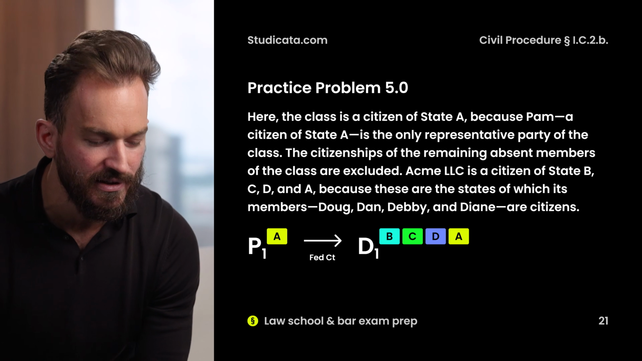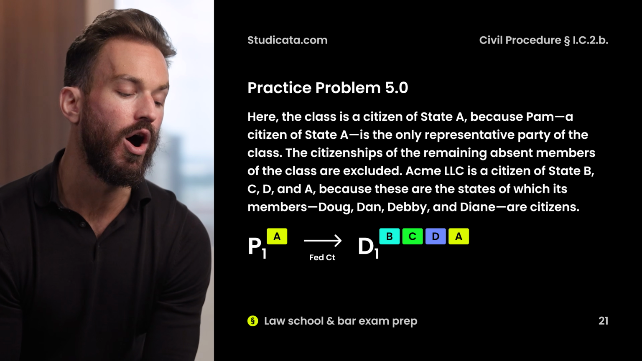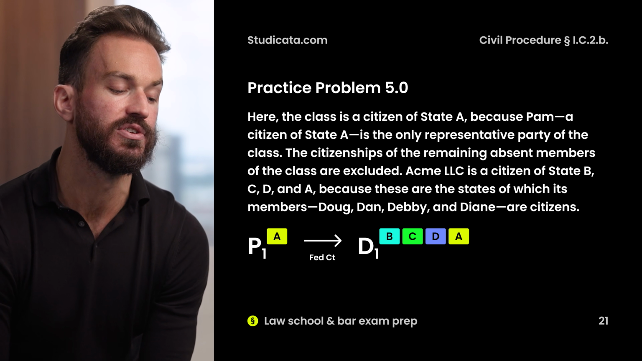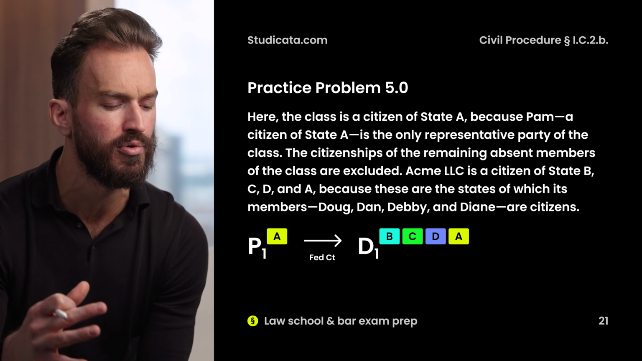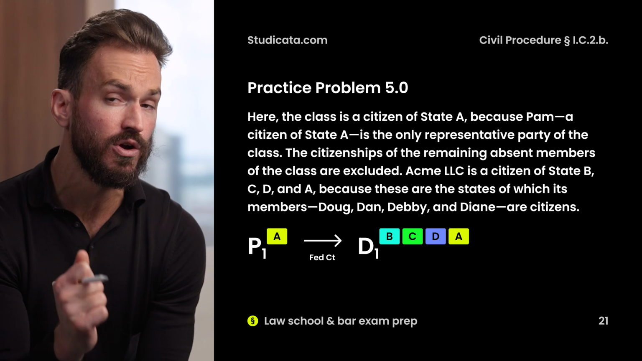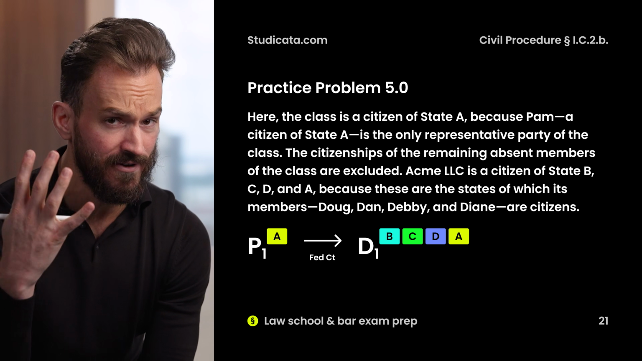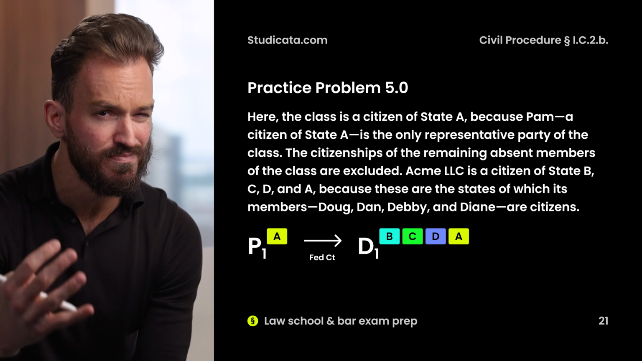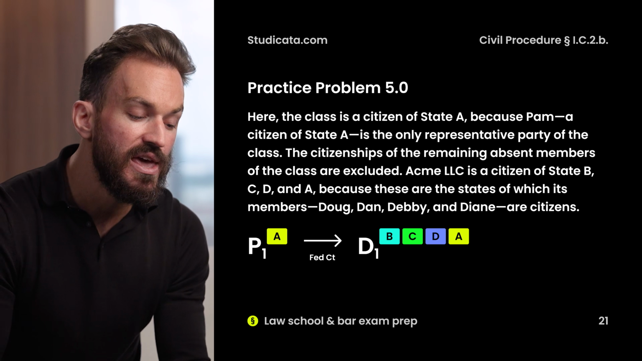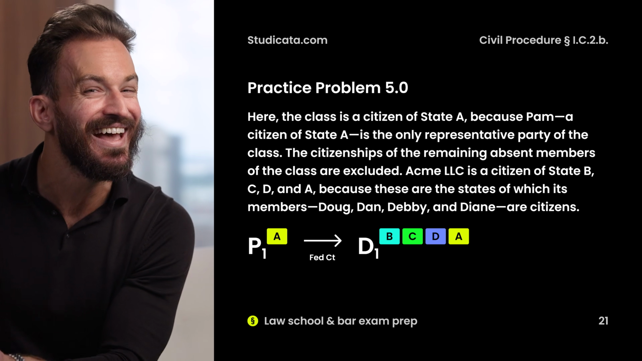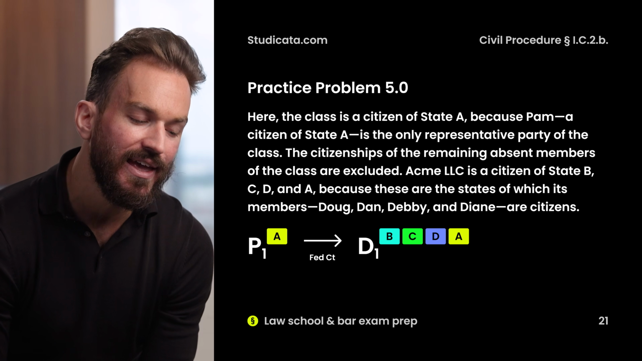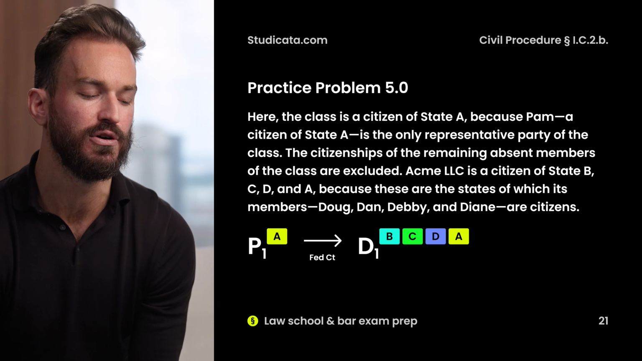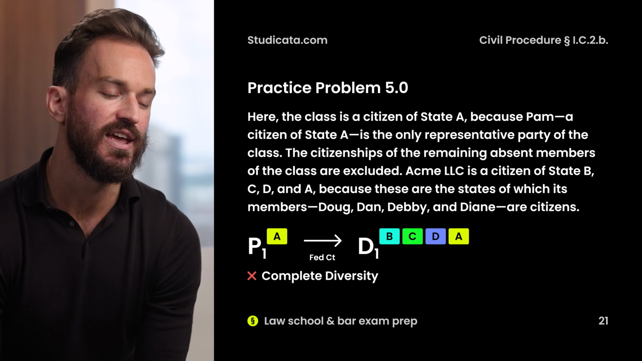Left side of the arrow and right side of the arrow, then we play a matching game. So we know our class, represented by Pam, is a citizen of state A, suing our defendant, Acme LLC, an unincorporated association. And we know that unincorporated association is a citizen in 4 states because it's got 4 members and each member is domiciled in a different state: state B, state C, state D, and state A. So because Diane is domiciled in state A and Pam is domiciled in state A, complete diversity is destroyed.